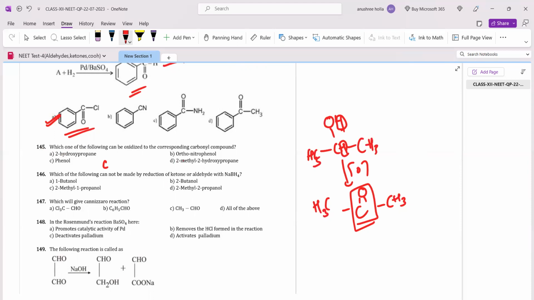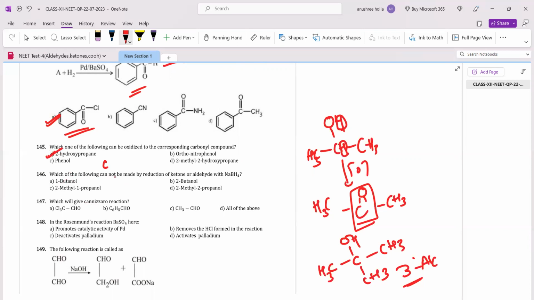So why not this? So if you take 2-methyl 2-hydroxypropane, it is like this. So this is a tertiary alcohol. We cannot simply oxidize tertiary alcohol, right? We cannot oxidize tertiary alcohol. We can only oxidize primary and secondary alcohol. So since this is a secondary alcohol and it can be oxidized to ketone, it will give us carbonyl compound. So it is A.